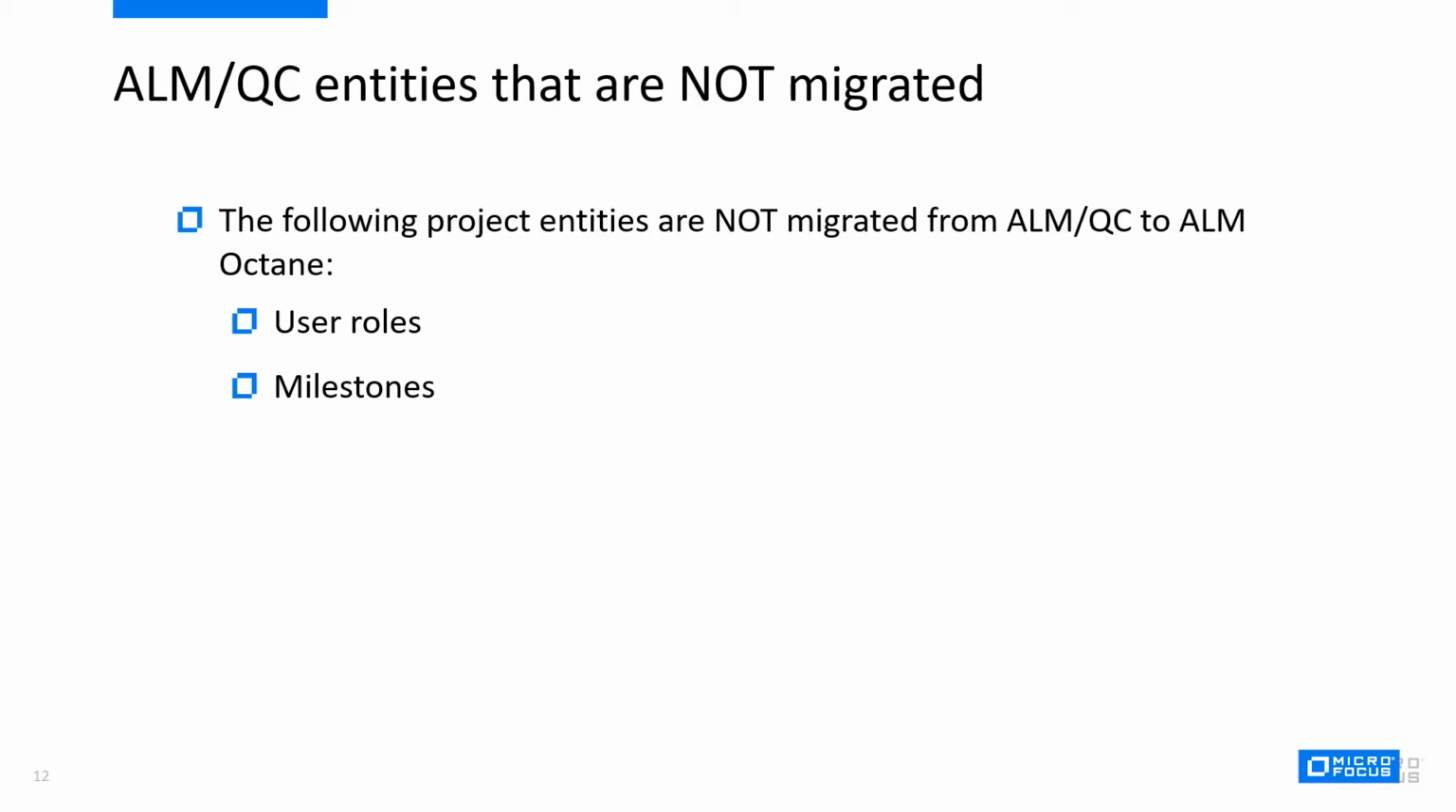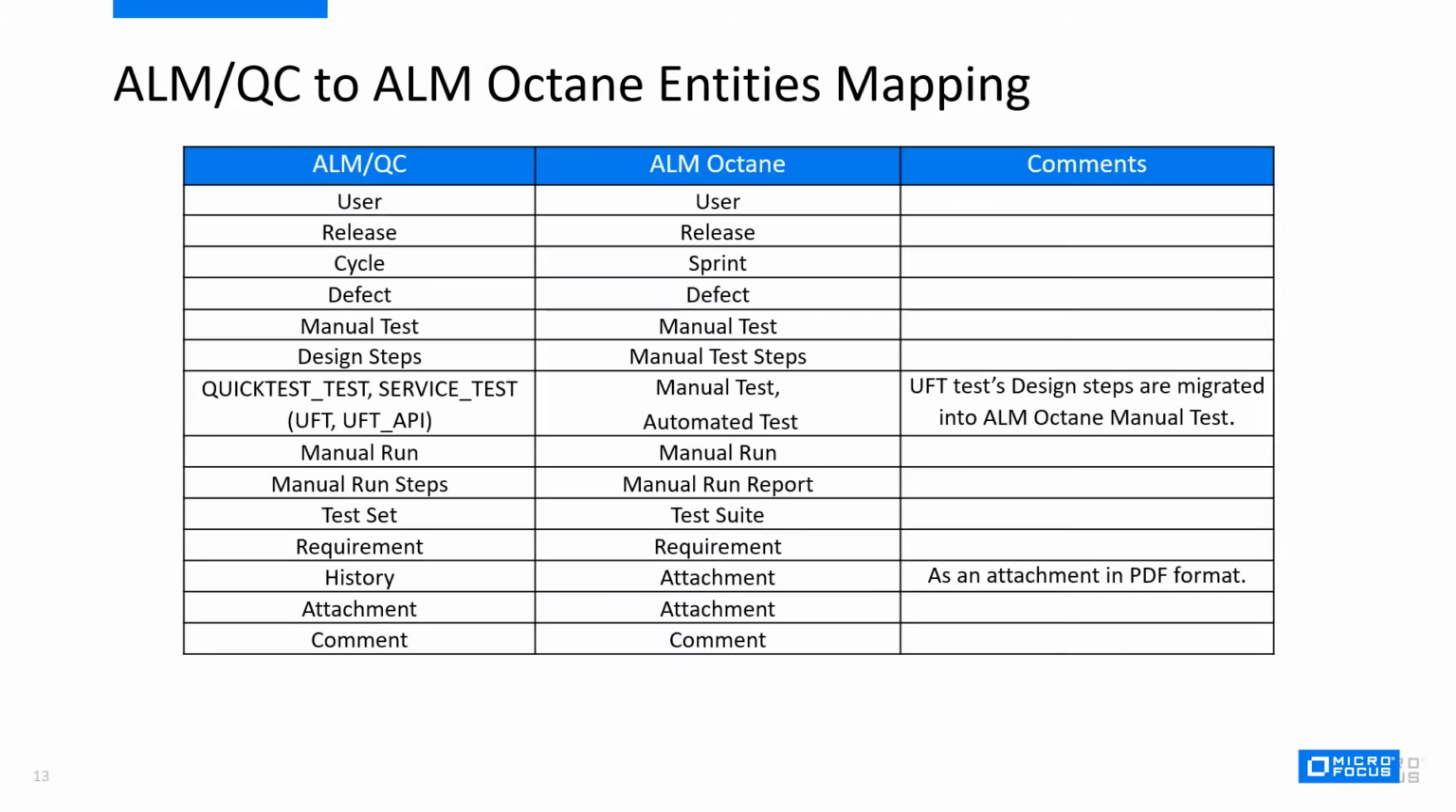ALM QC entities that are not migrated, so user roles and milestones, are not included in the migration. Of course, user roles can be mapped to existing roles in ALM Octane. This is the ALM QC to ALM Octane entity mapping, and you can pretty much see what we have in scope for the migration from ALM QC.